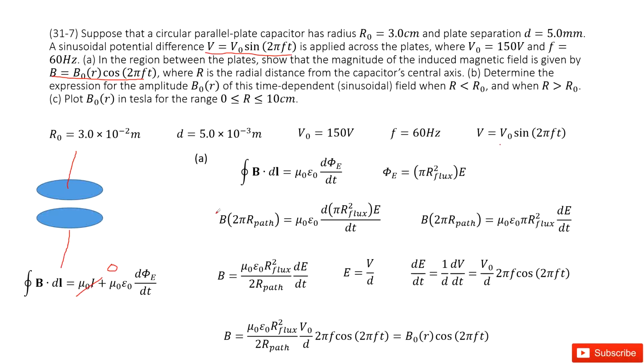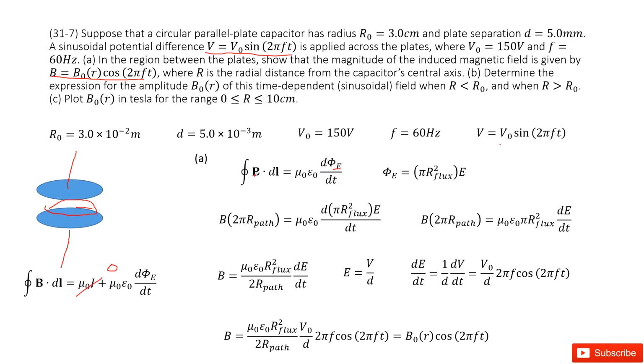In this equation, we can see the integral of B dot dl equals mu naught epsilon naught d phi E over dt. Now we look at phi E. This is called electric flux. So we can use the electric field times the cross-sectional area, pi r squared. R flux we can consider as a flux. If we draw a circle in this region, this is R flux, right? So we write it there.